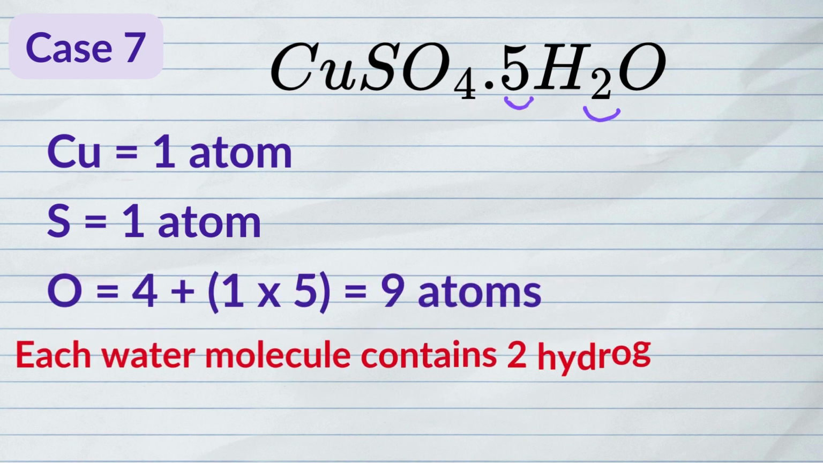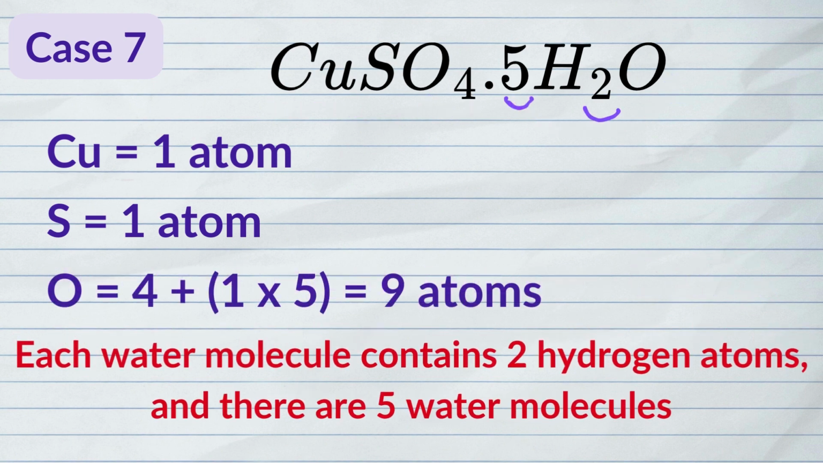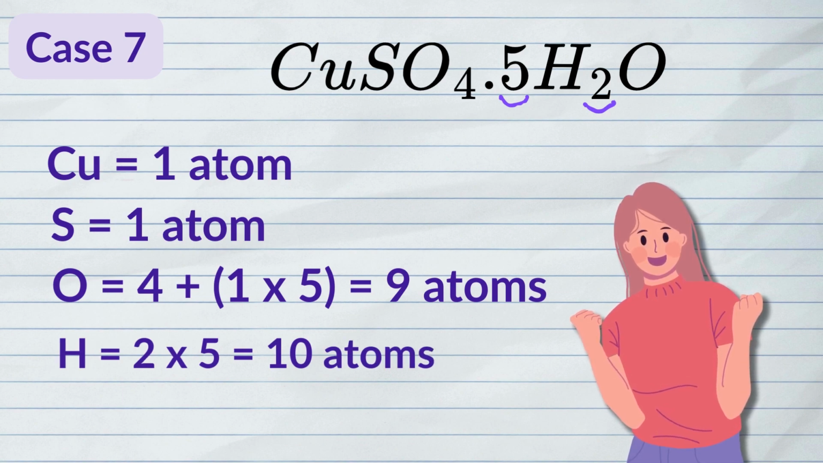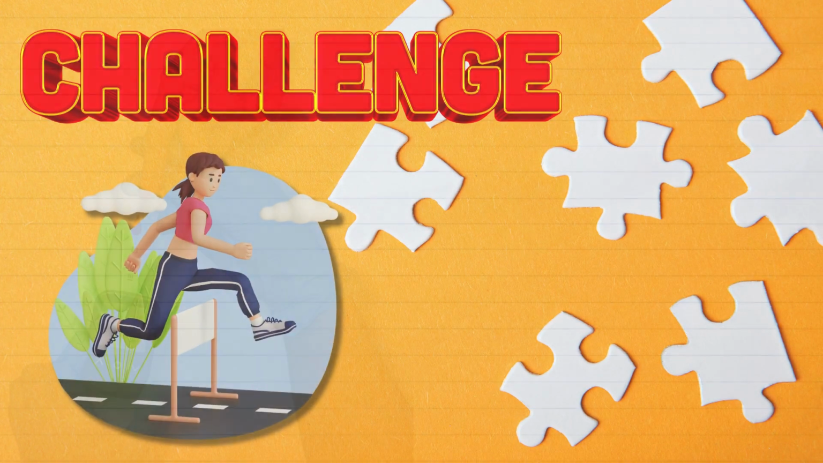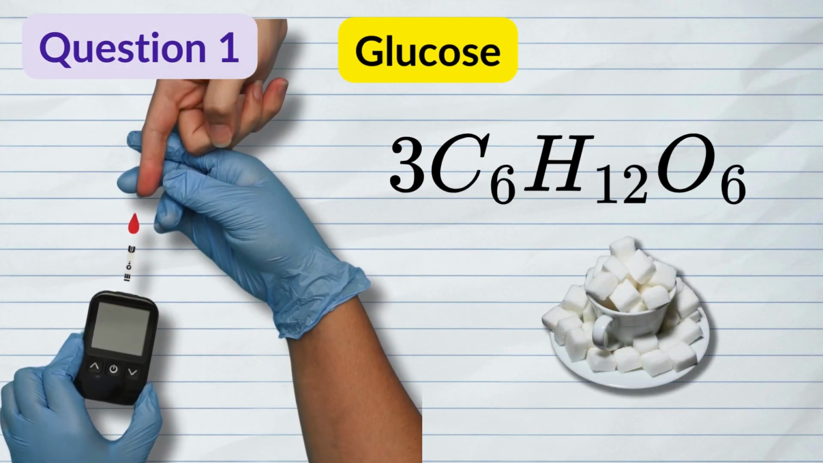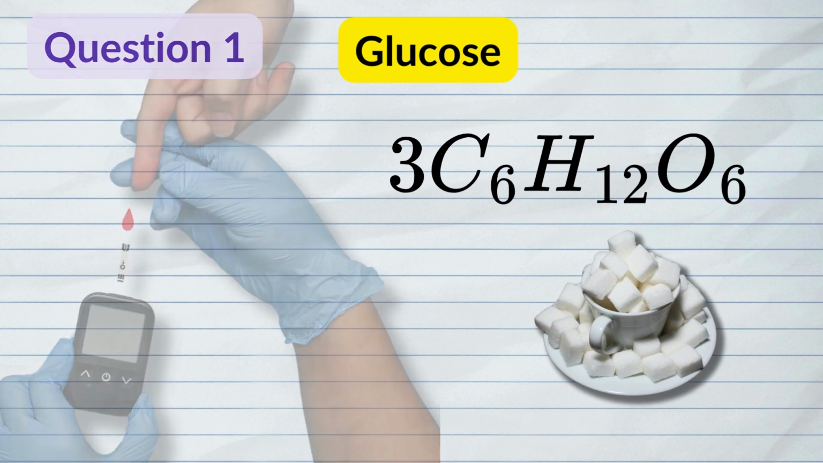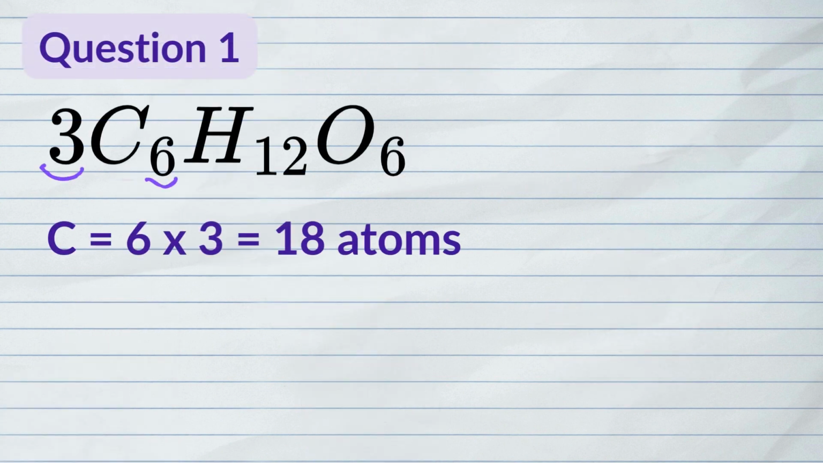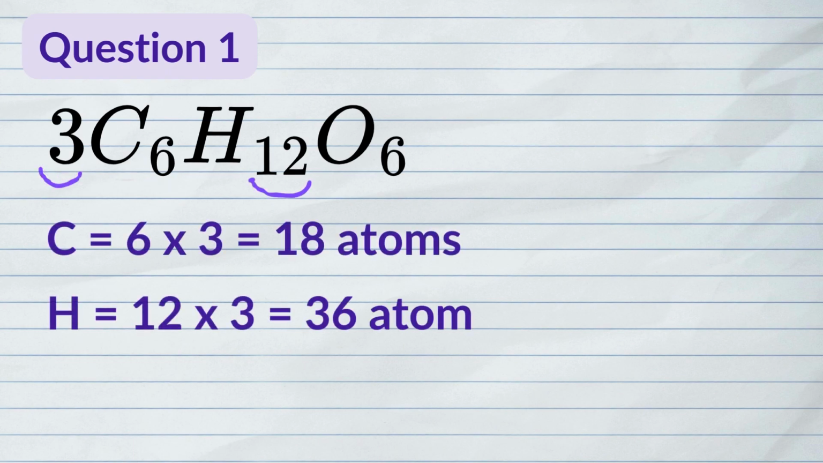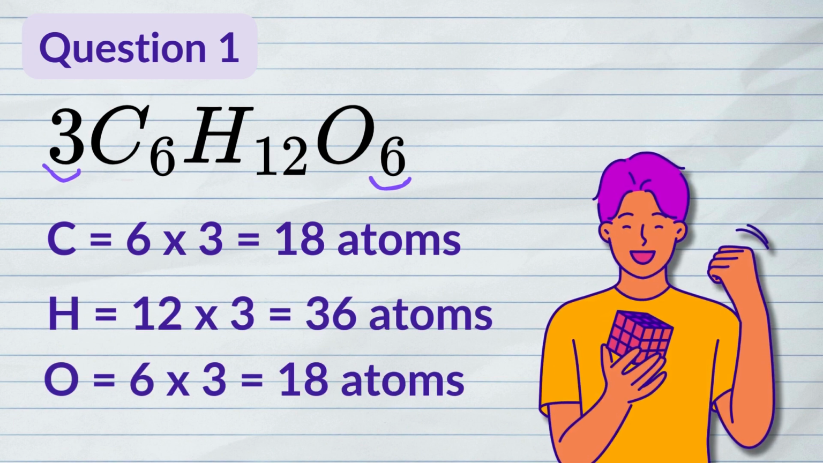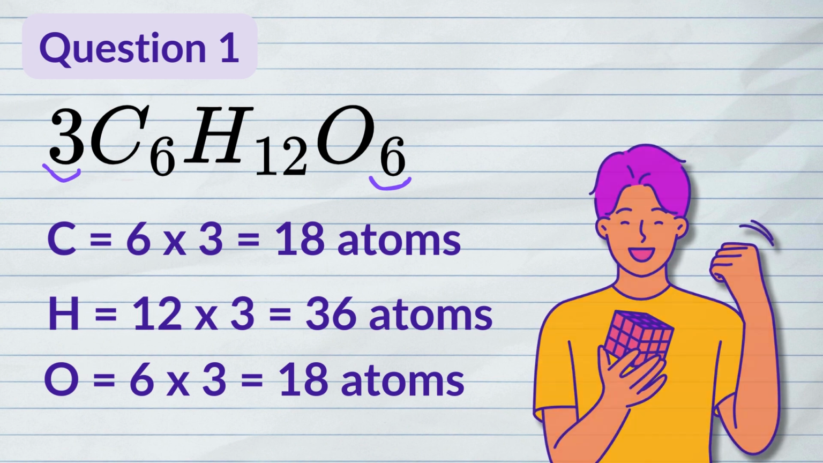Each water molecule contains 2 hydrogen atoms. So number of hydrogen atoms equals subscript 2 multiplied by 5 equals 10 atoms. Challenge questions. Glucose. 3C6H12O6. Since there are 3 molecules of glucose here, carbon equals subscript 6 times coefficient 3 equals 18 atoms. Hydrogen equals subscript 12 times coefficient 3 equals 36 atoms. Oxygen equals subscript 6 times coefficient 3 equals 18 atoms.